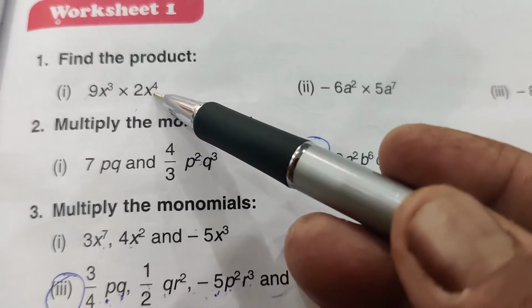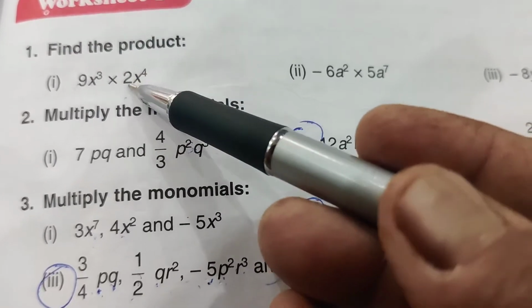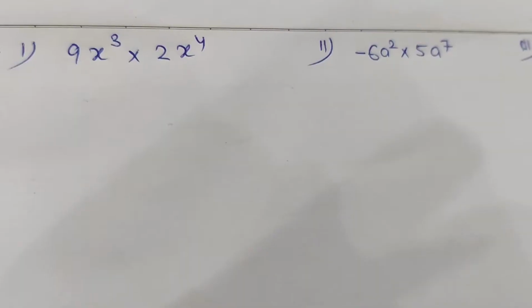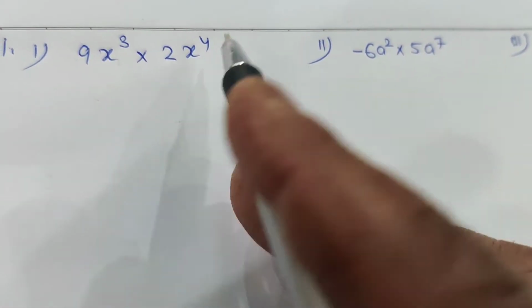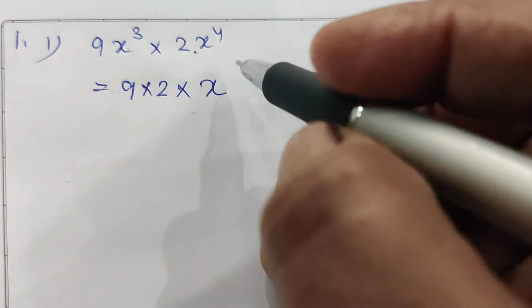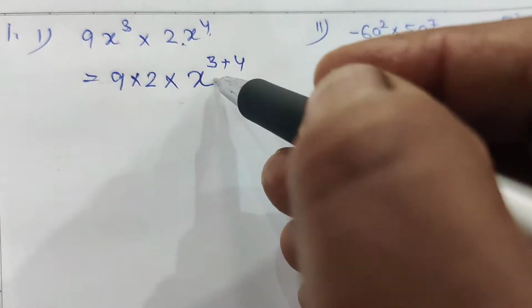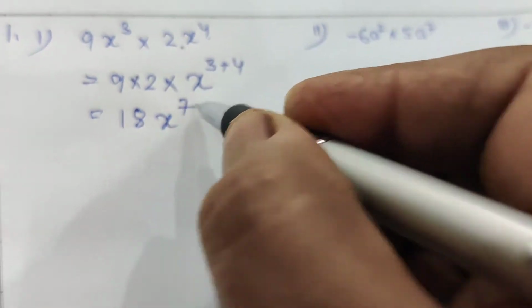Monomial multiplied by monomial. 9x cube, cube means power 3, into 2x raised to power 4. The product of 9x cube into 2x raised to power 4: first we have to multiply 9 into 2, number by number, and if the variable is the same, in the product the powers have to be added. 3 plus 4 is 7. The answer is 18x raised to power 7.